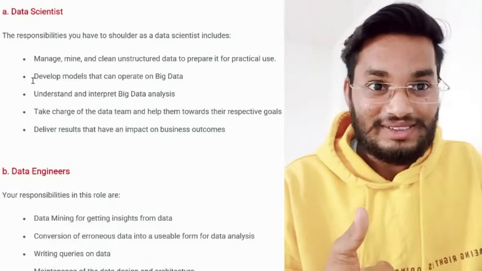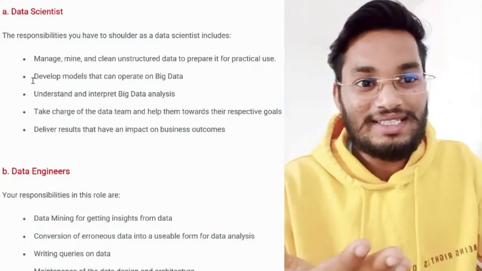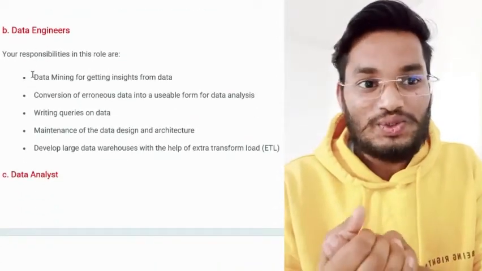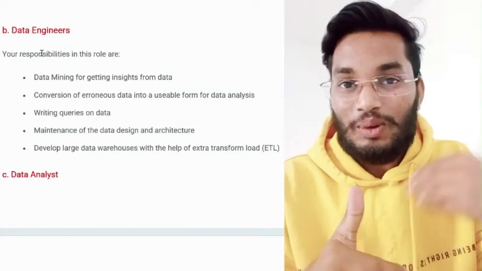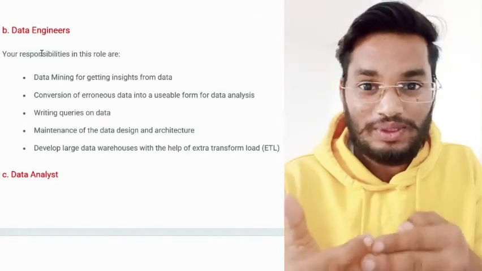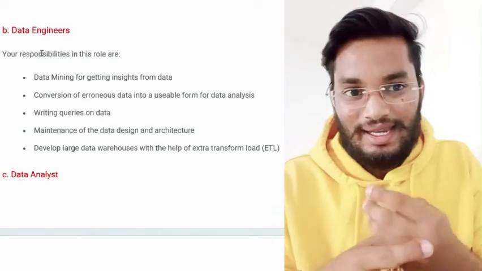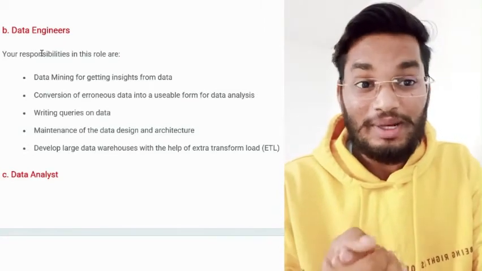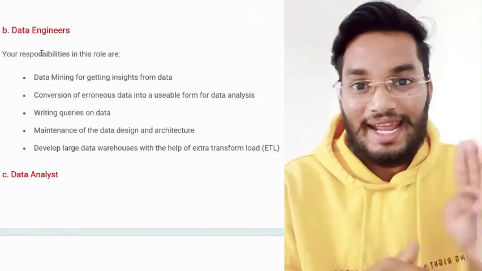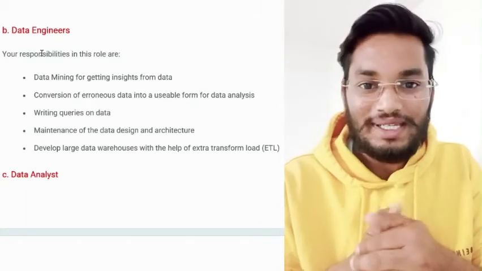Next, we will talk about the responsibility of the data engineer. The data engineer's responsibilities: they will mine the data, transform the data, and prepare the data in a usable format for data scientists and data analysts. That is the responsibility of the data engineer, and they will write queries, big queries on data, and maintain the data design and architecture, which was already defined and developed by the data scientist.